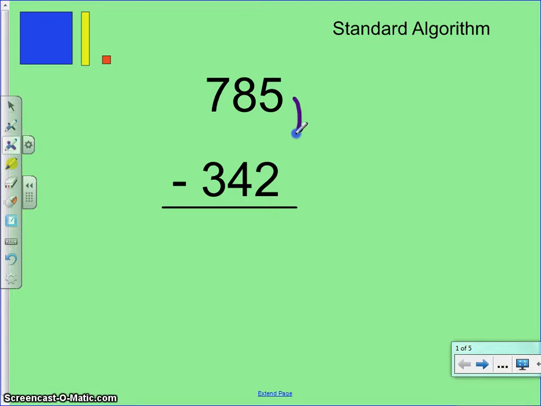Okay, 5 minus 2 is 3. Go to my tens place, 8 minus 4, or 8 tens minus 4 tens is 4 tens. Then 7 hundreds minus 3 hundreds gives me 400. So 785 minus 342 is 443. Pretty easy.